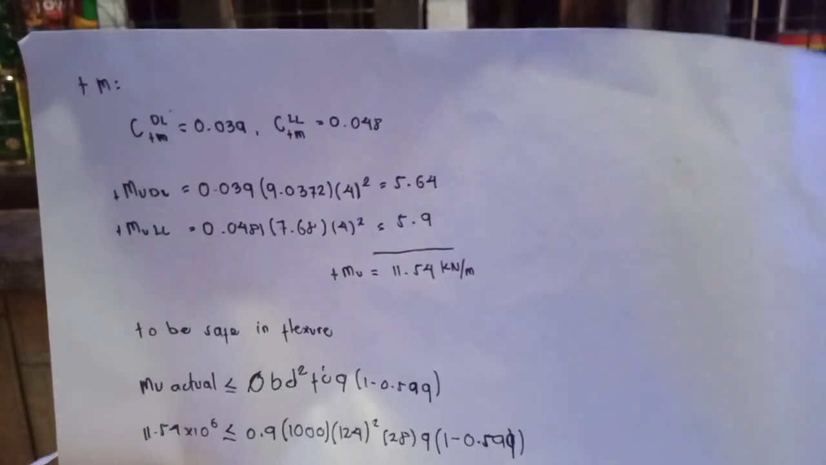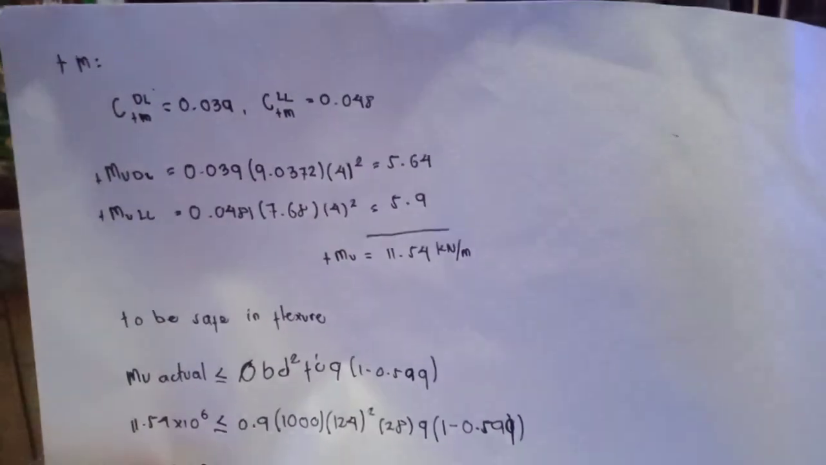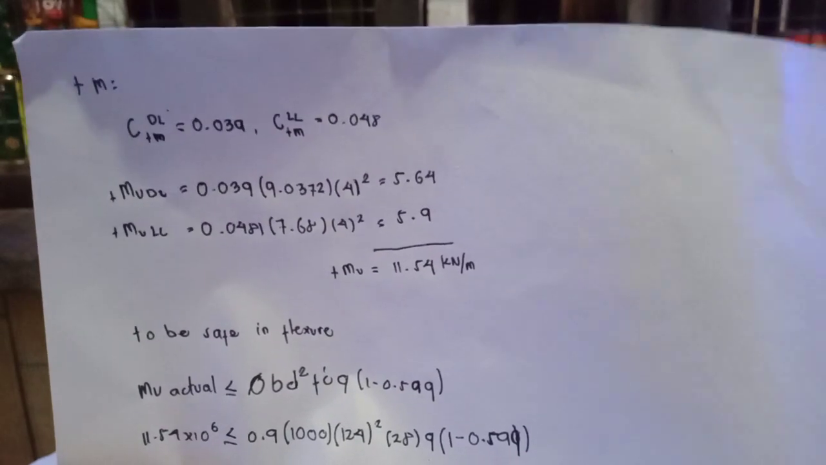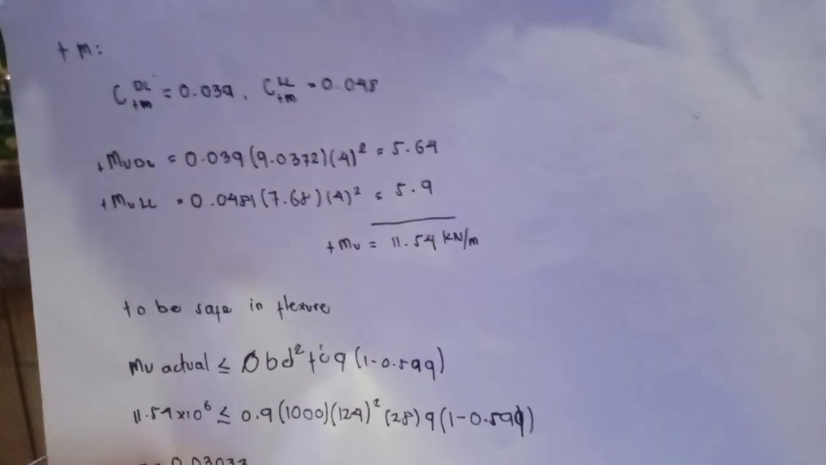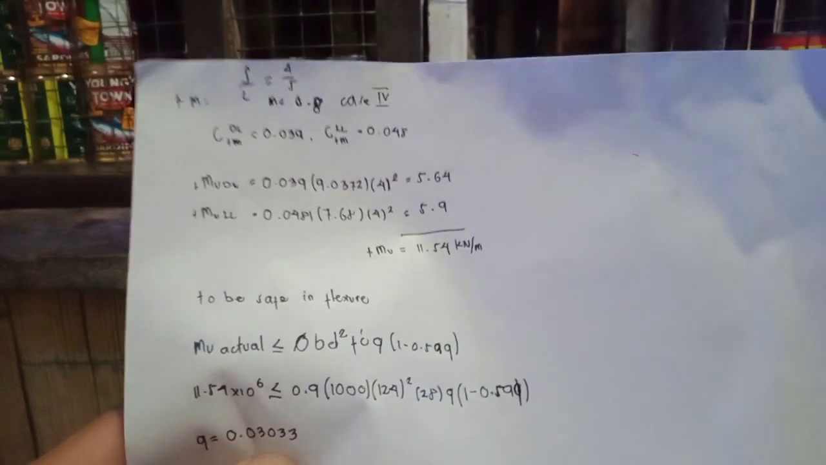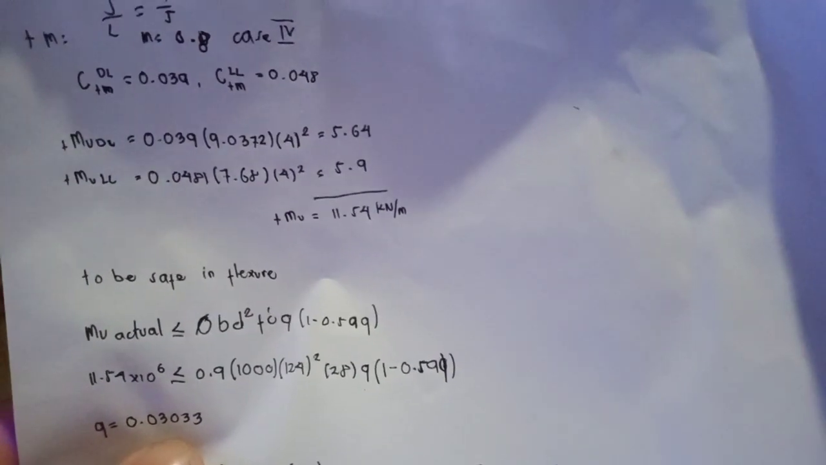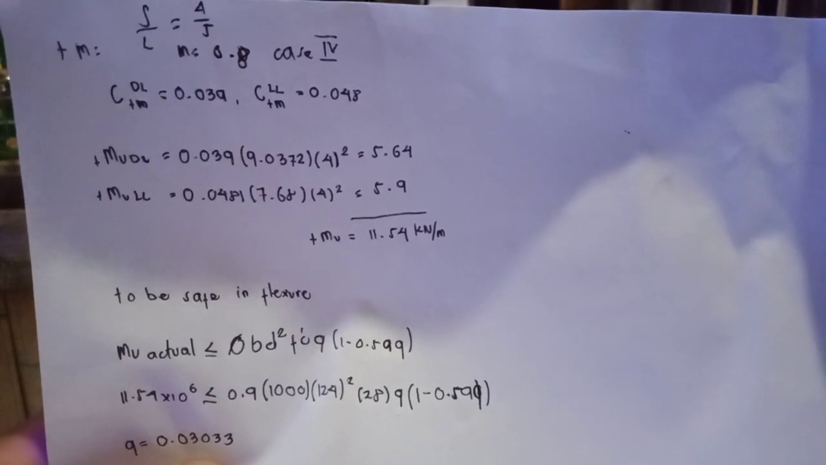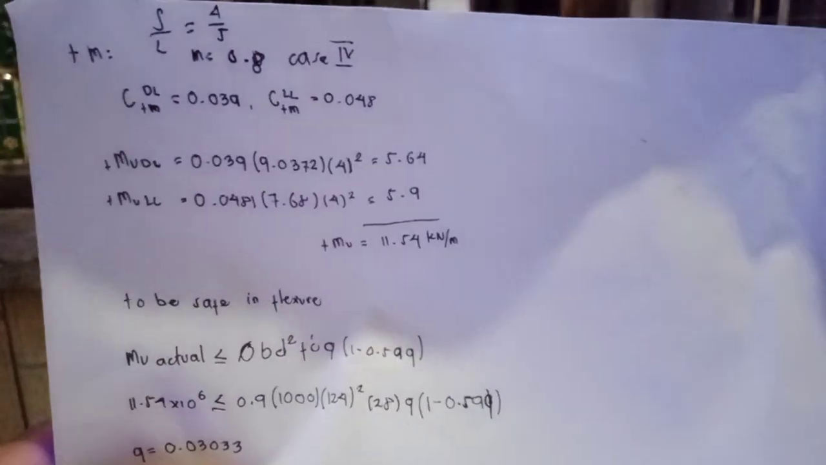We can solve the positive moment in the middle strip. So in the table we have two different coefficients: dead load and live load. Our m is 0.8, so we can see in the table in case number 4. So 0.8 is S over L, where our S, the short span, is 4 meters and the long span is 5 meters.